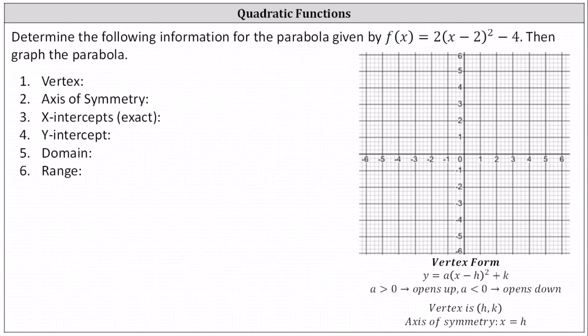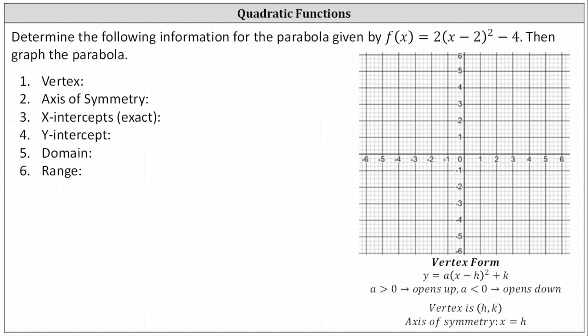Determine the following information for the parabola given by f of x equals 2 times the square of x minus 2, minus 4, then graph the parabola. The quadratic function is in standard form or vertex form, which is the form y equals a times the square of x minus h plus k, where h comma k is the vertex and the axis of symmetry is x equals h. In addition, if a is positive, the parabola opens up. If a is negative, the parabola opens down.